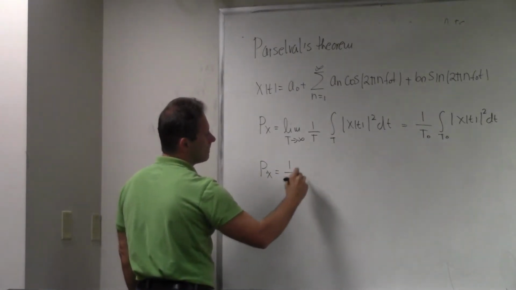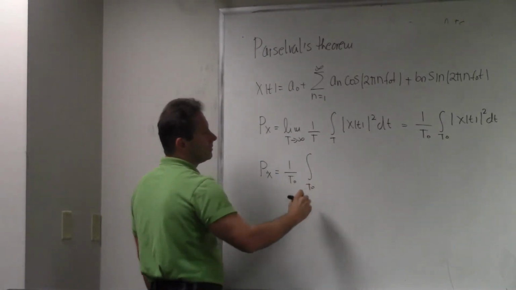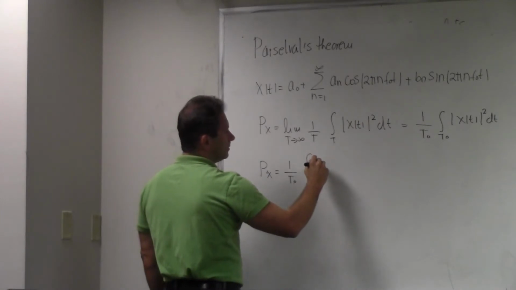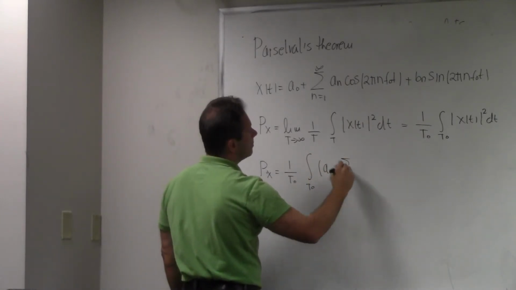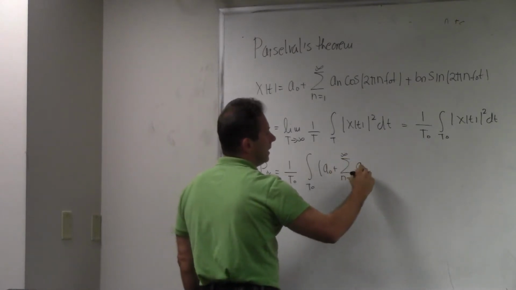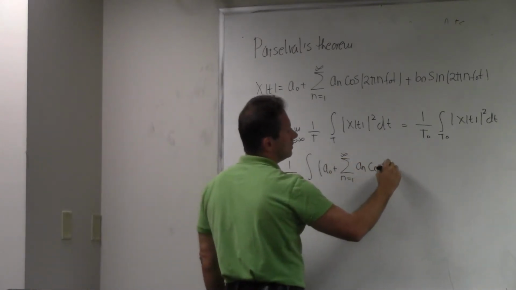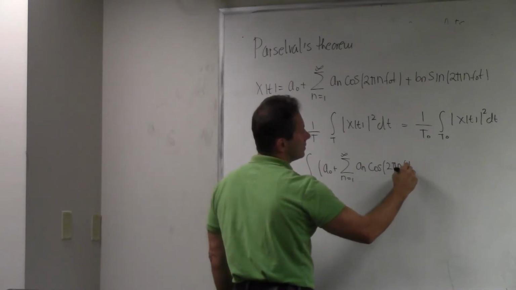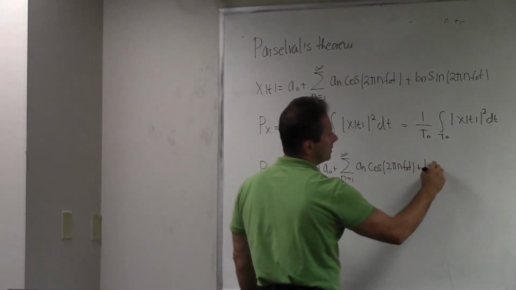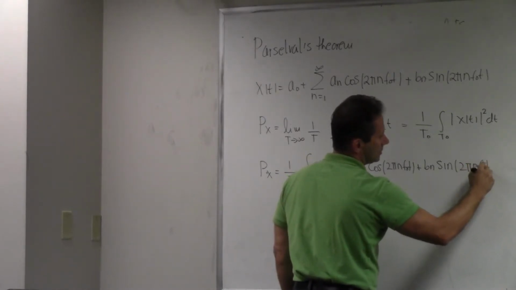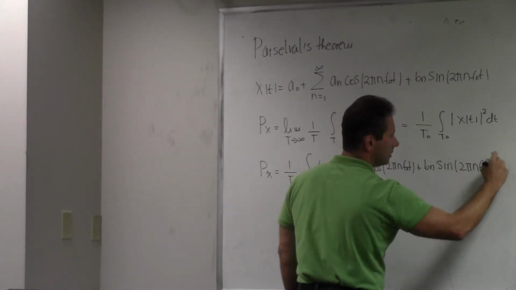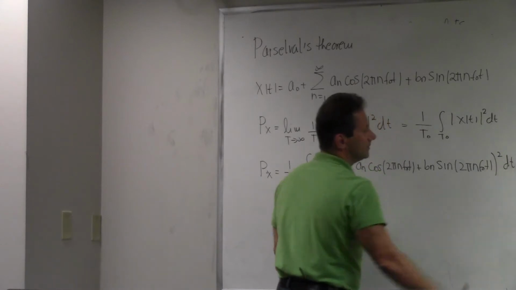integral 1 over T0, integral over T0, a0 plus sum, n goes from 1 to infinity, an cosine 2 pi n f0t plus bn sine 2 pi n f0t, and then quantity squared dt.